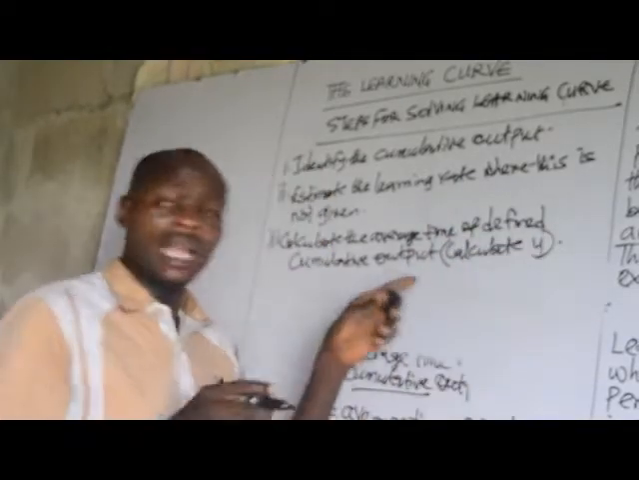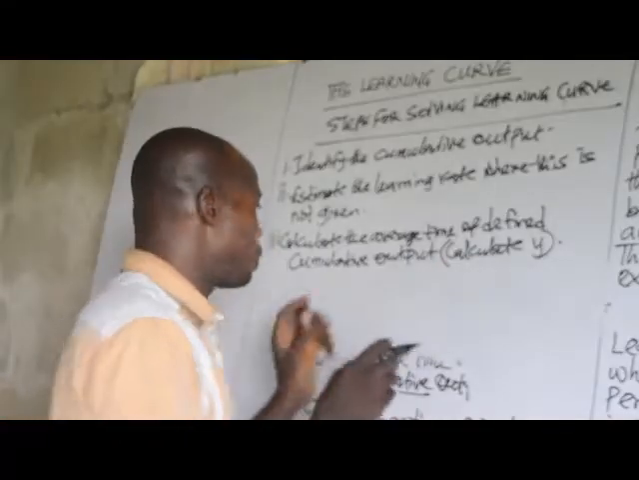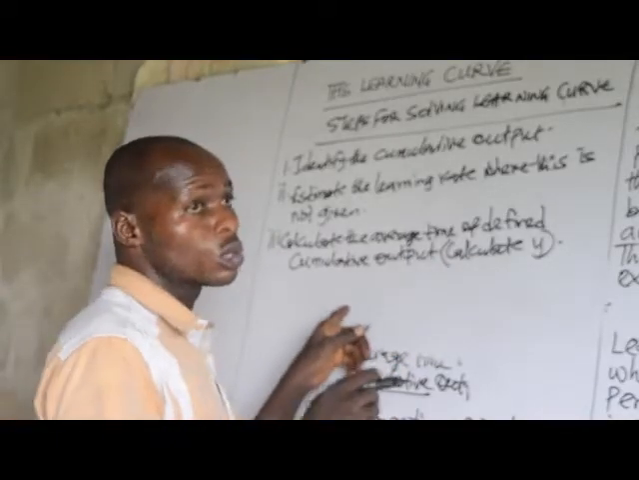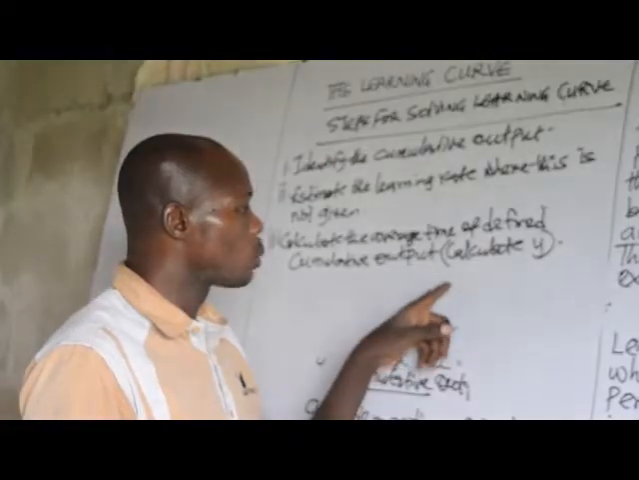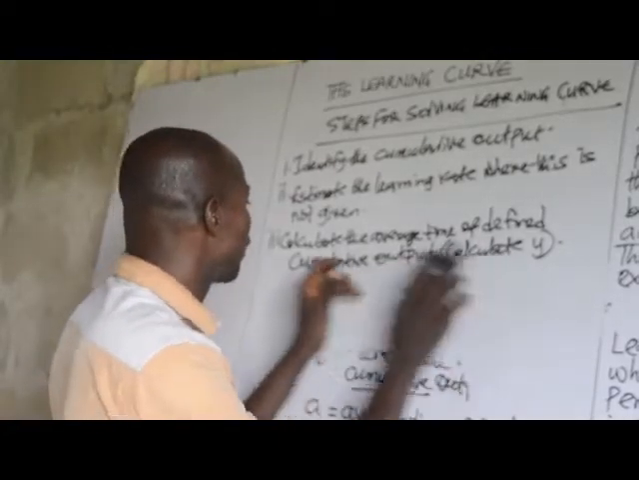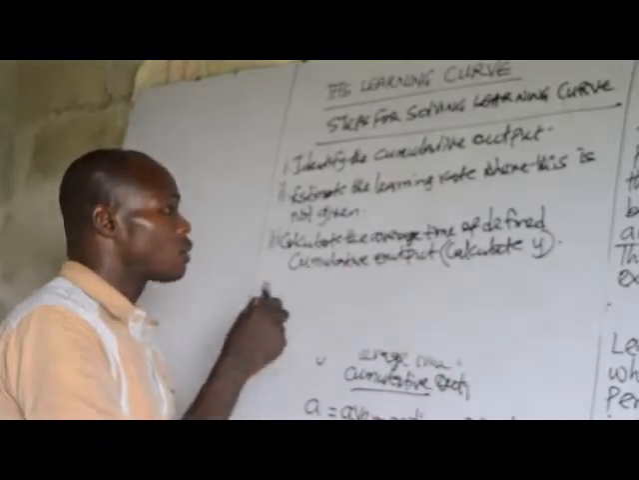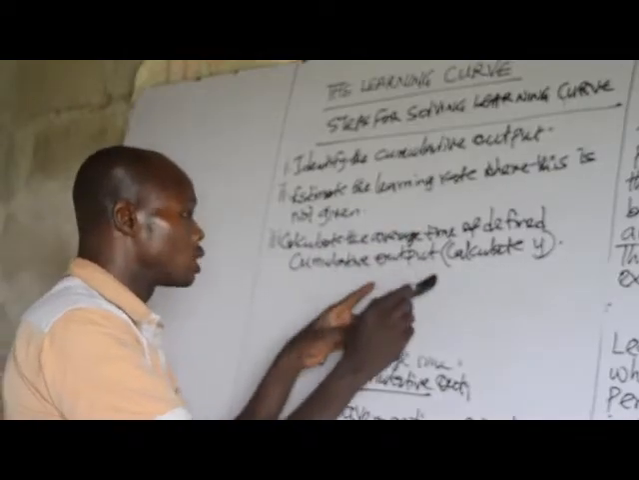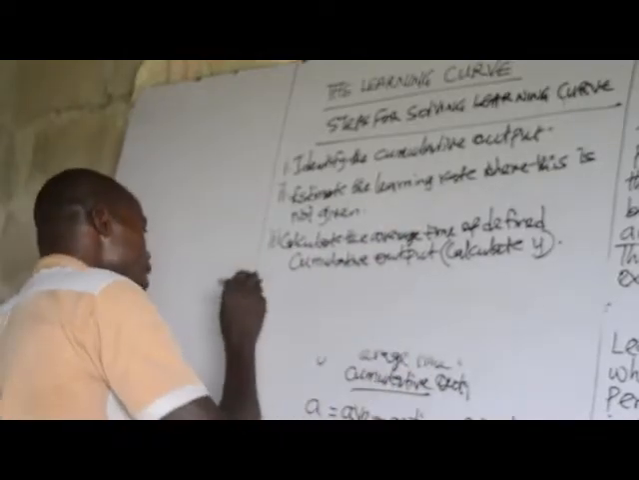The values from the model are provided. You know, the model is y equals a x raised to power b, that is used to determine the value of y. That is step 3: calculate the average time of the defined cumulative output, that is the value of y.